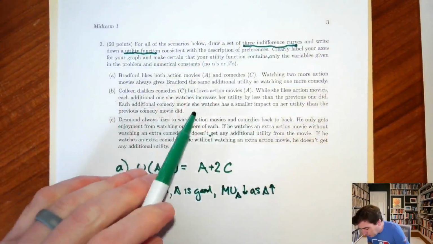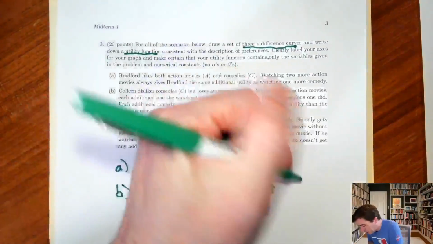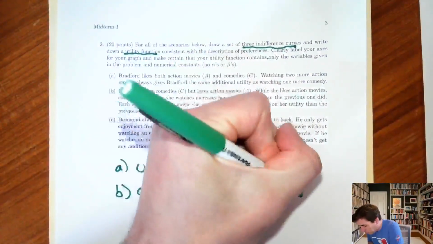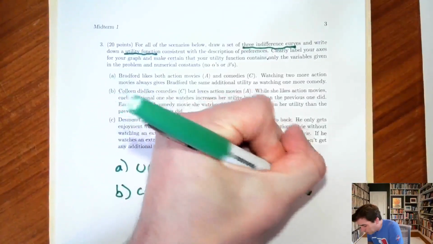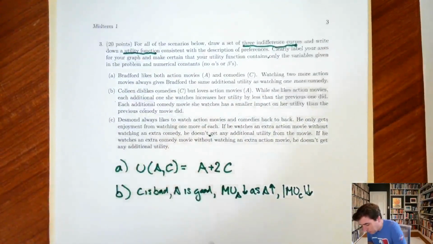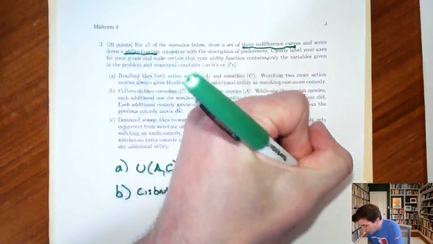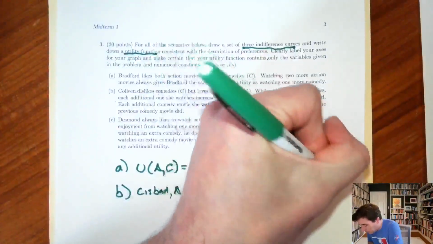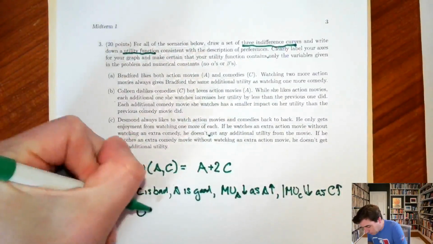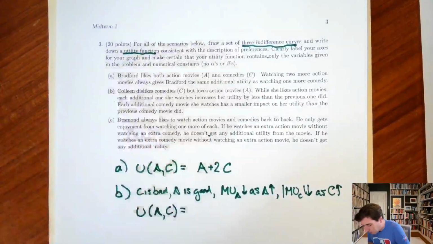Each additional comedy movie she watches has a smaller impact on utility than the previous comedy did. So also diminishing marginal utility, but I'm going to write that with an absolute value in there because remember, C is bad. So that marginal utility is actually a negative number. Okay. All right, and that is as C goes up. All right, so let's think about our utility function now of action movies and comedies.